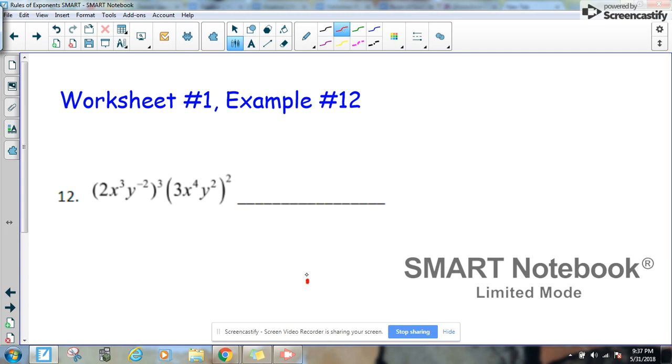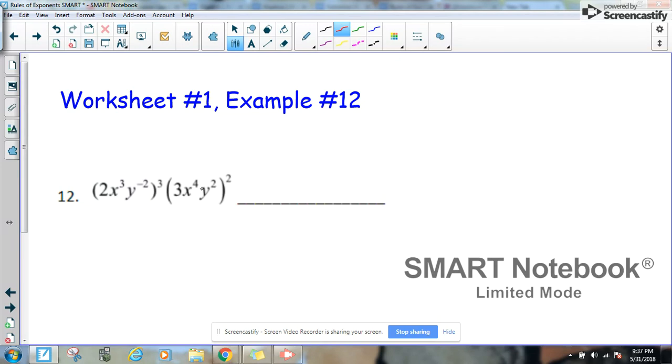All right, Algebra 1, now's the time to see if we can put it all together. Let's try a rules of exponents problem that kind of combines a lot of rules. This is worksheet number 1, example number 12. So you've got (2x^3 y^-2)^3, and then you're multiplying by (3x^4 y^2)^2.